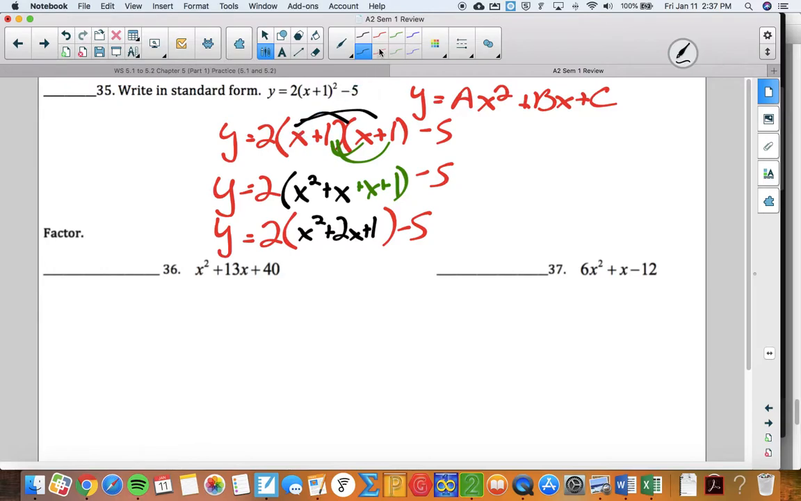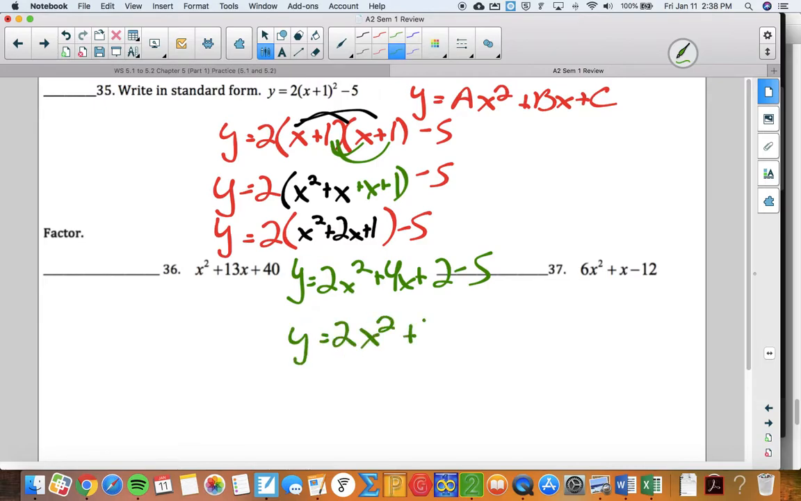Then I distribute, and then I'll subtract 5. So I get y equals 2x squared plus 4x plus 2 minus 5, which equals y equals 2x squared plus 4x. 2 minus 5 is negative 3.